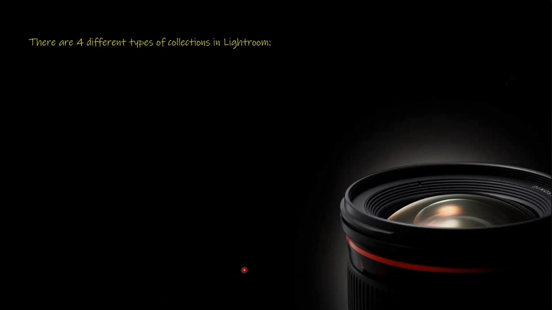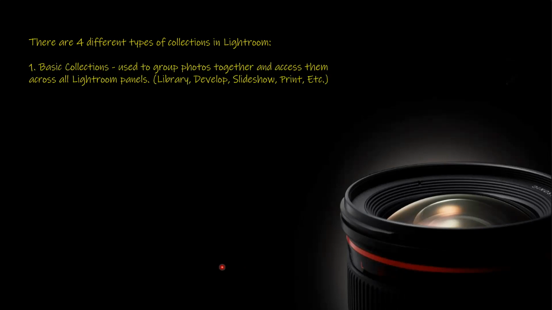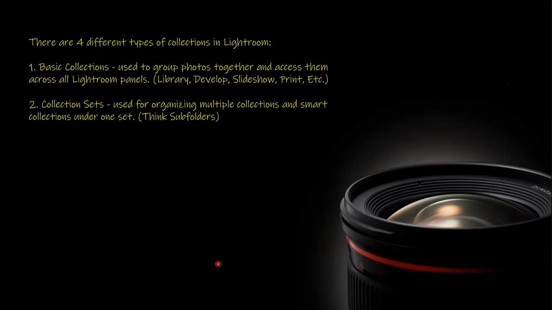There are 4 different types of collections, and the fourth one is a special one of the first one. You have the basic collections, used to group your photos together and access them across all Lightroom panels: the library module, the develop module, the slideshow module, the print module. You have a collection set, which is used for organizing multiple collections under one heading. Think subfolders. You're basically making subfolders under a collection.